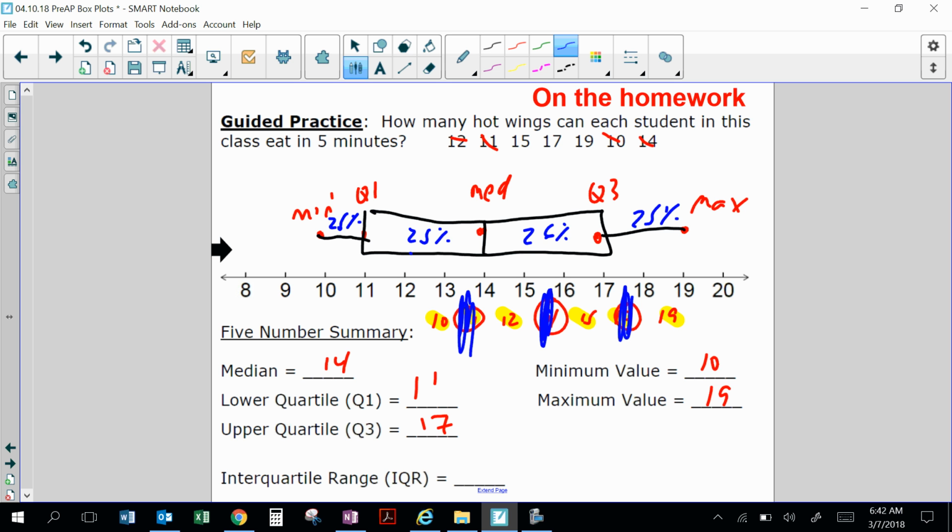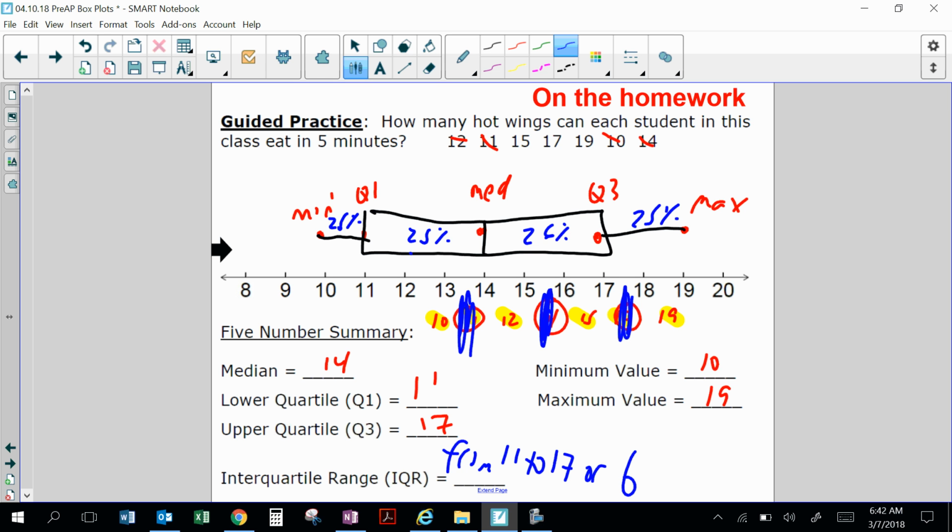What's the interquartile range? The interquartile range is the quartile range from 11 to 17, or 6. If I ask you what the spread is, it is from 10 to 19, which is 9.